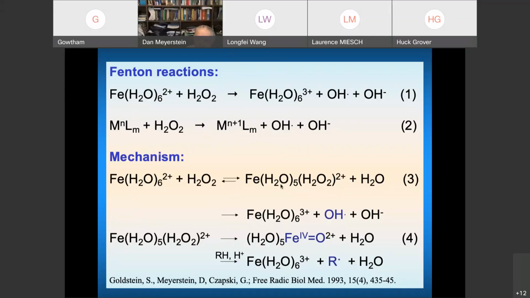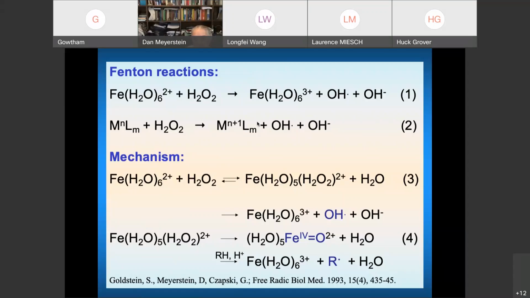If one looks at the detailed mechanism, which we did about 30 years ago, we came to the conclusion that first of all, there is always the formation of a complex of the low valent metal ion with the peroxide. The reaction cannot be an outer sphere reaction. It has to be an inner sphere reaction. It is considerably too fast for an outer sphere reaction if one considers the Marcus theory.